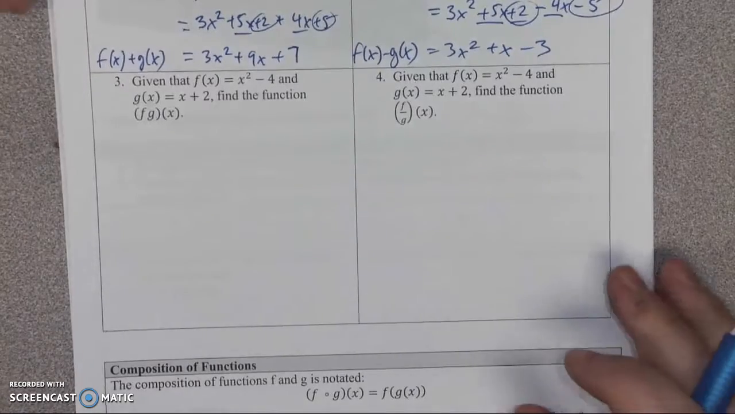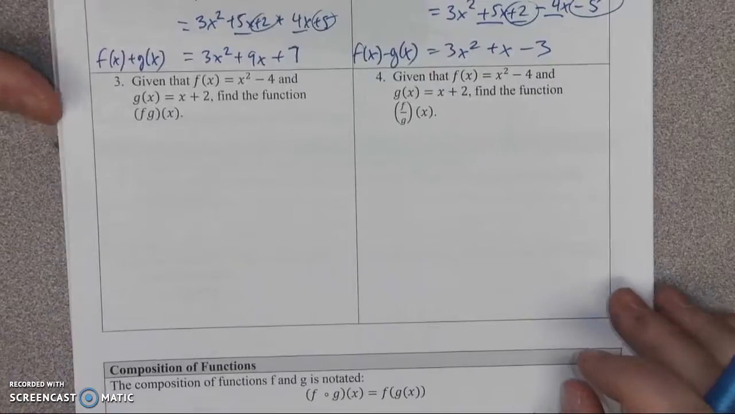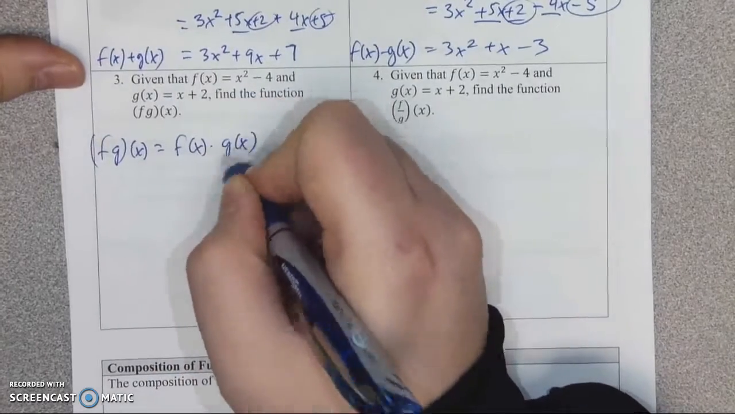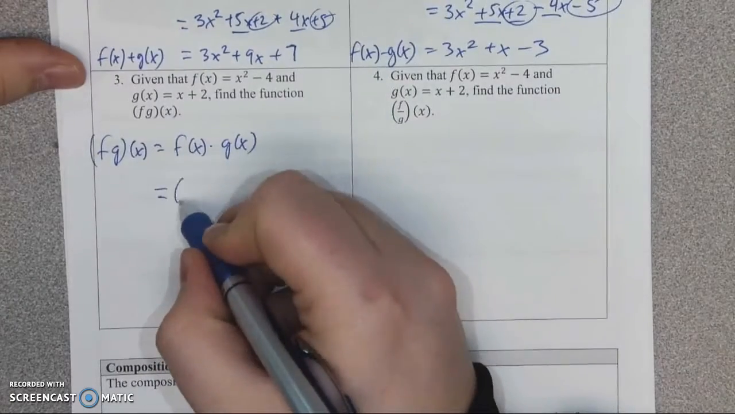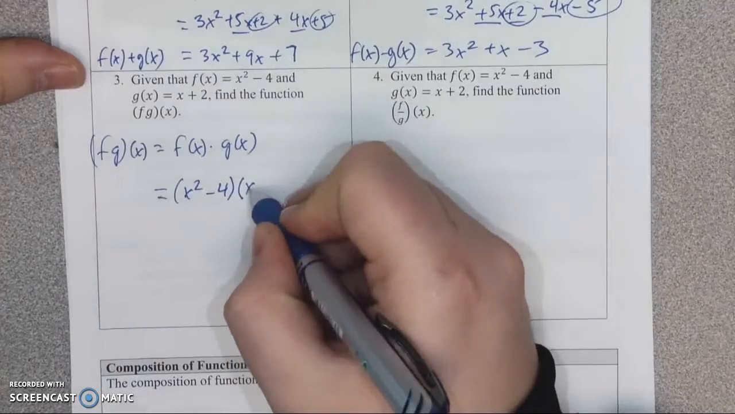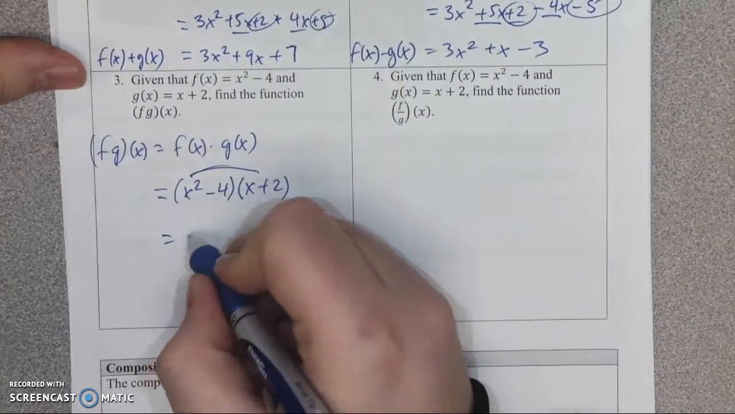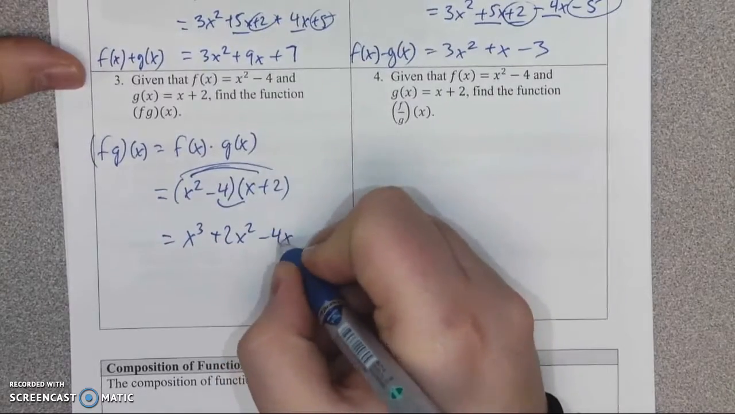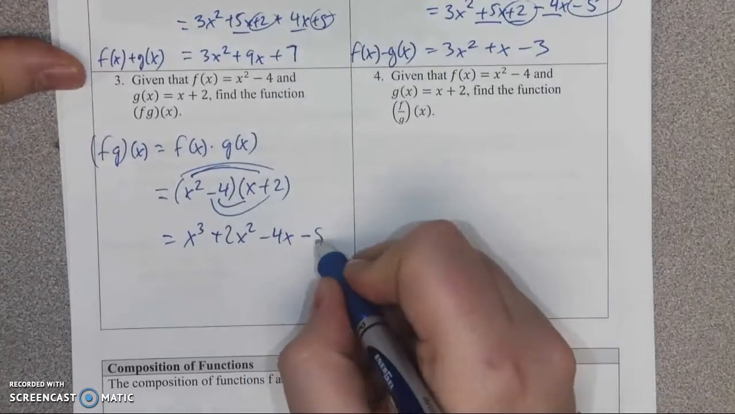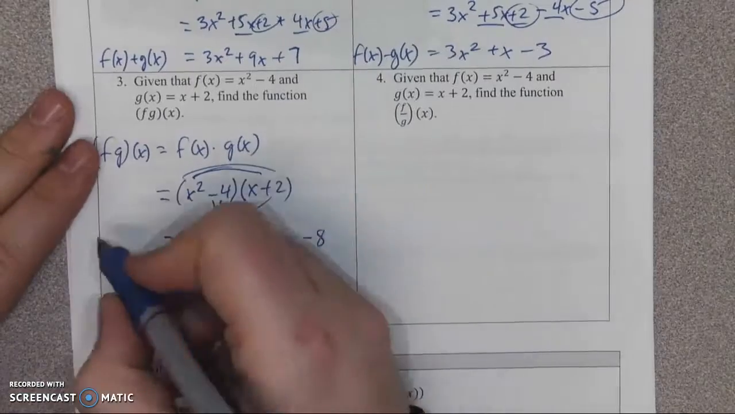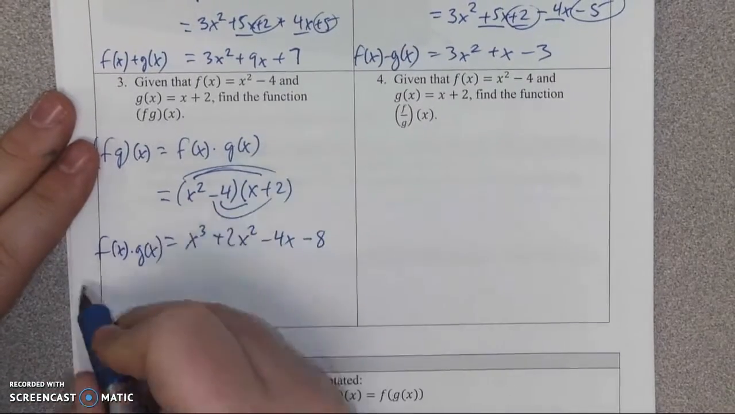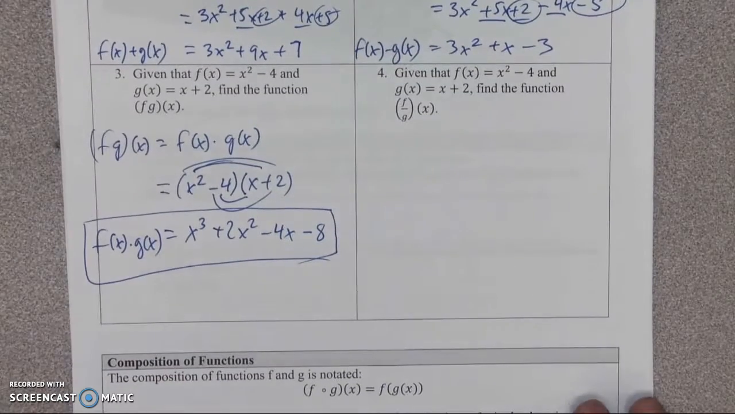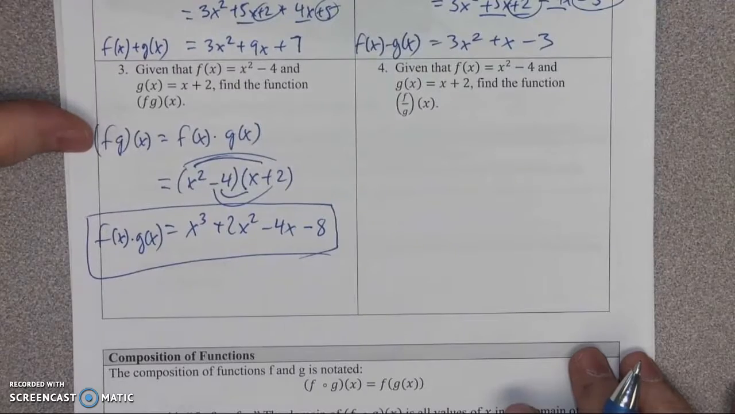Example 3, given that f of x is x squared minus 4 and g of x is x plus 2, find the function f times g of x. So again, we'll rewrite this. F times g of x is f of x times g of x. I'm going to use FOIL, although you could also use the box method. So x squared minus 4 times x plus 2. X squared times x is x cubed. X squared times 2 is 2x squared. Negative 4 times x is negative 4x. And negative 4 times 2 is negative 8. So no like terms to combine, so we'll leave our answer like that. So f of x times g of x is x cubed plus 2x squared minus 4x minus 8.